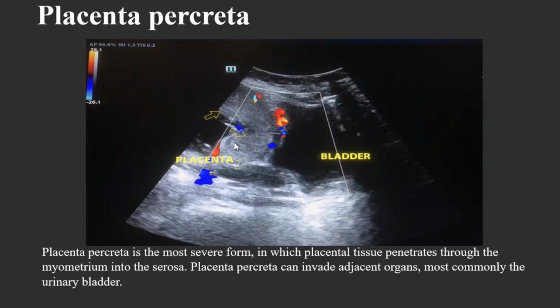And now, placenta percreta is the most severe form of placenta accreta, in which the placental tissue penetrates through the myometrium into the serosa. Placenta percreta can invade the adjacent organs, most commonly the urinary bladder.